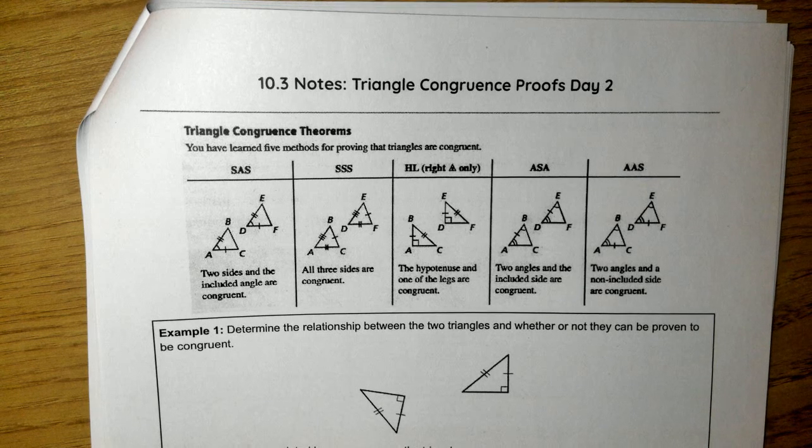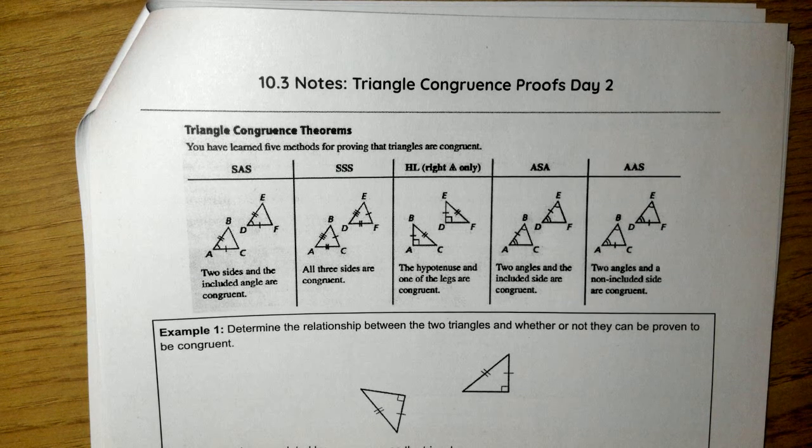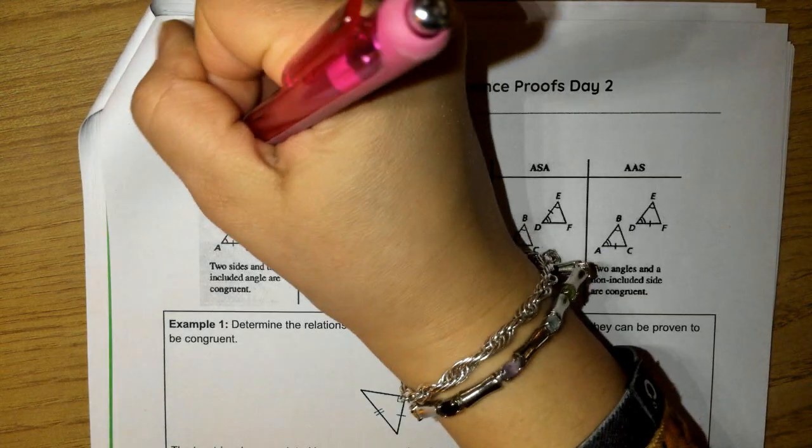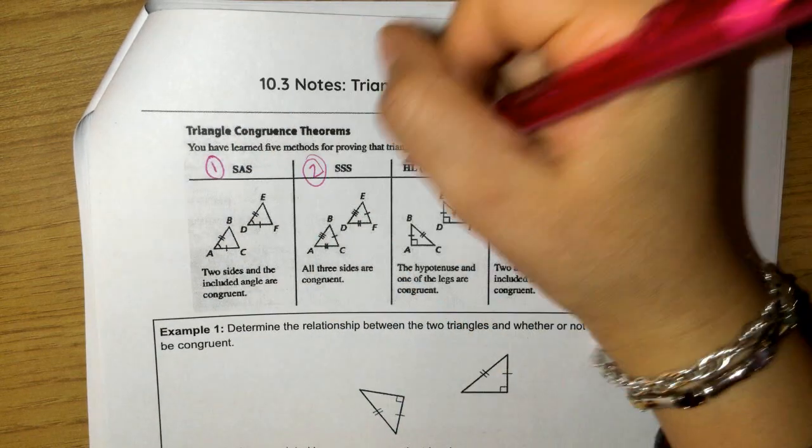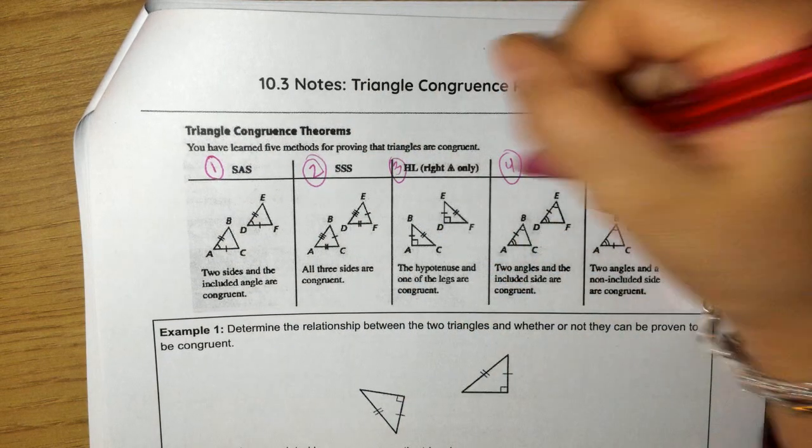Alright guys, so today we are looking at our 10.3 notes. This is our final section for Unit 10, which will go over triangle congruence proofs day 2. So we are starting to get a little bit more intense. Just as a reminder, you have already learned 5 methods for proving the triangles are congruent. Okay, here's number 1, 2, 3, 4, and 5.